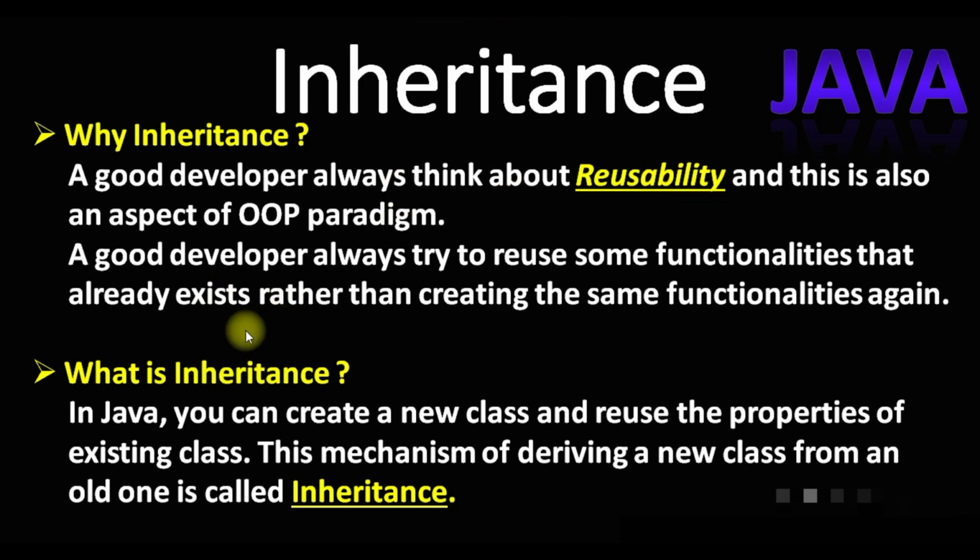we use inheritance. If you take the definition of inheritance, here it says in Java you can create a new class, and you can also reuse the properties of an existing class that you already built or implemented, okay. This mechanism of deriving a new class from an old one is called inheritance. Let's take an example to understand clearly, okay.